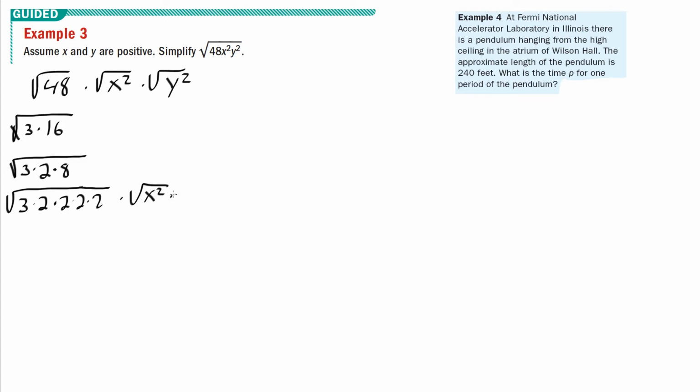And so I'm going to have x times y times, this is 2 squared, I can pull out a 2, that's another 2 squared, I pull out another 2. 2 times 2 is 4. And that's now times the square root of 3, which is left over. Let me rewrite that in a more conventional form. 4 times x times y times the square root of 3 is our simplified form of the square root of 48x squared y squared.